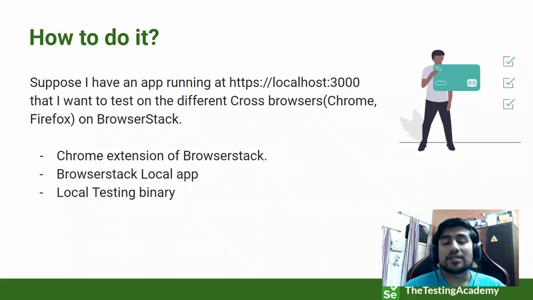The second way is using the BrowserStack Local app. And the third one is local testing with a binary. The binary file is basically like a simple exe file that you run on your local machine or any kind of machine that you are using, and that basically allows you to access the BrowserStack cross-browser platform.